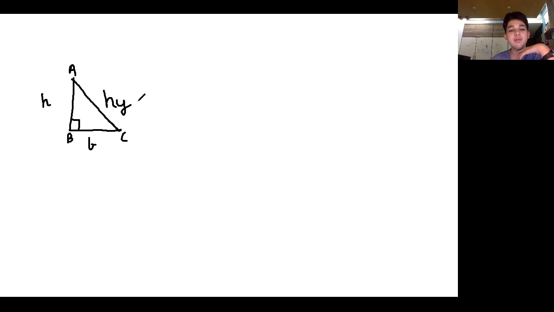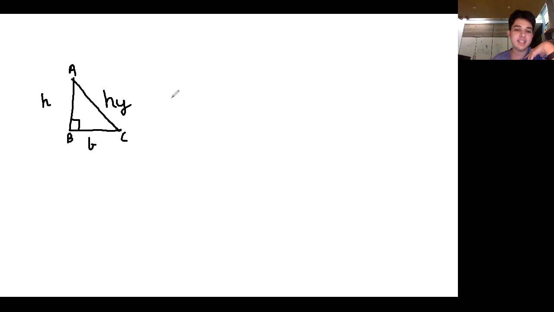The hypotenuse is basically the longest side in the right angle triangle, and it is opposite to the 90-degree angle. So you have this 90-degree angle, the side opposite to it will be the hypotenuse. It will also always be the longest side that you get in the right angle triangle.